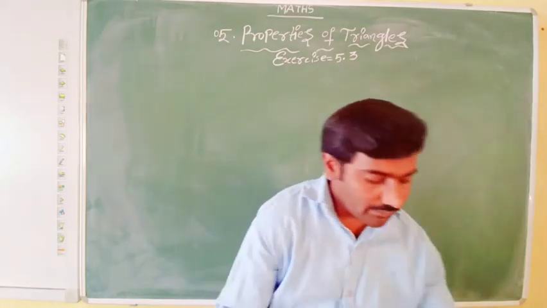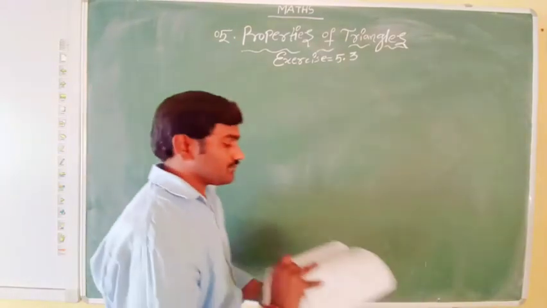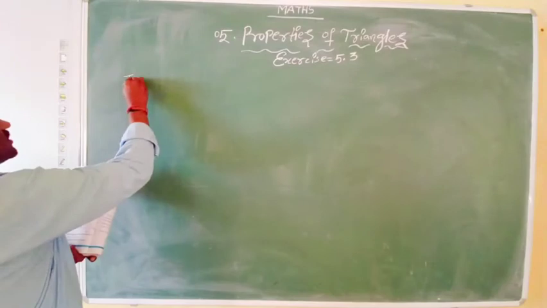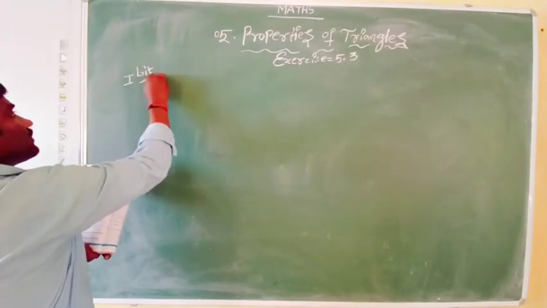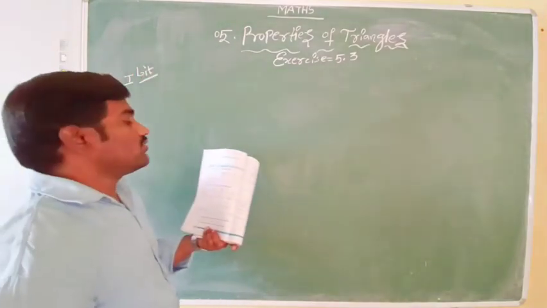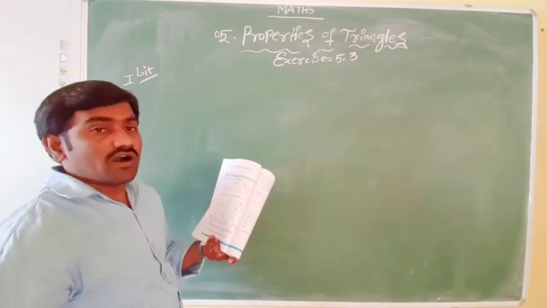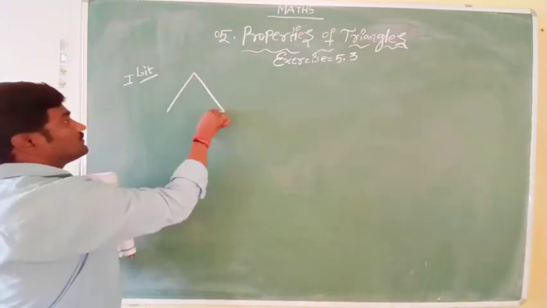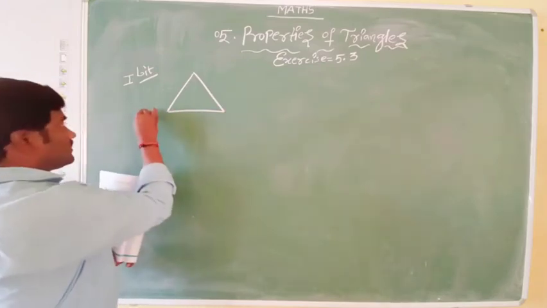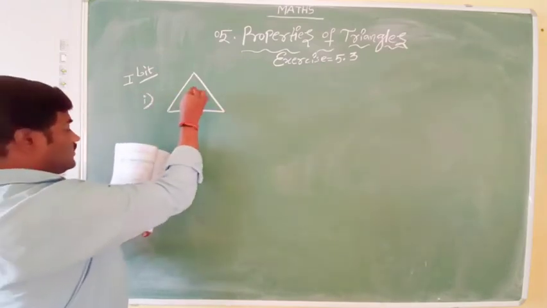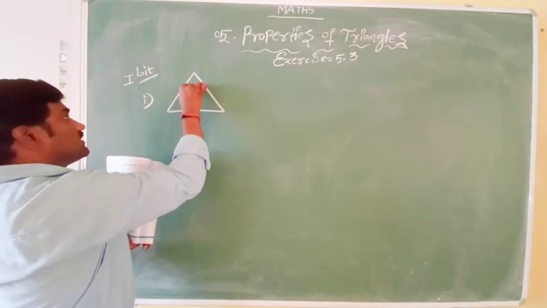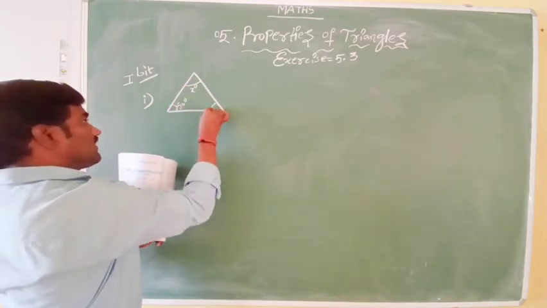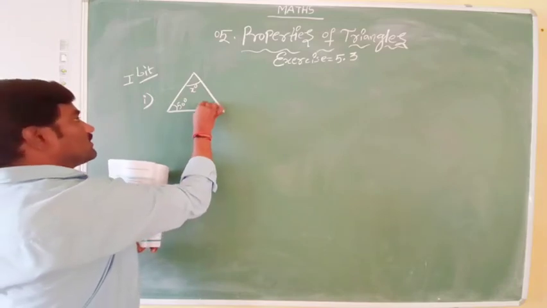Okay, let us see the first question. There are three internal questions in the first bit. Find the value of the unknown x in the following triangles. They have given triangles here. Let me draw it. This is the first one. Here is given x degrees, here they have given 50 degrees, and here they have given 60 degrees.